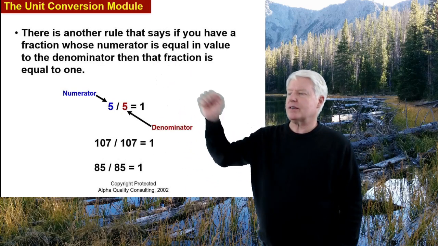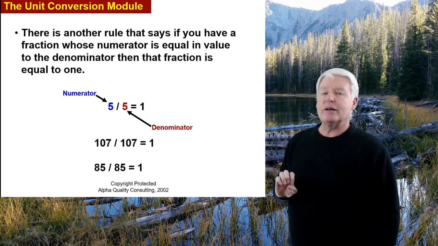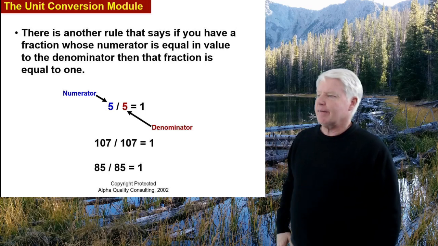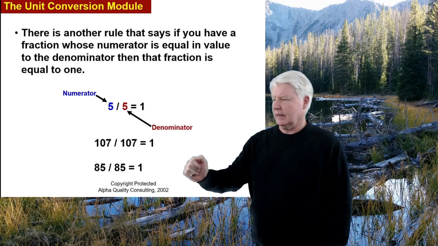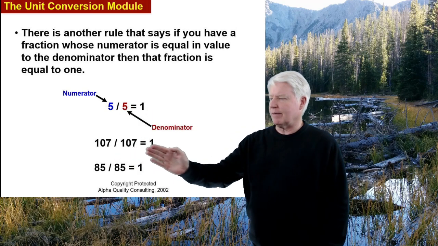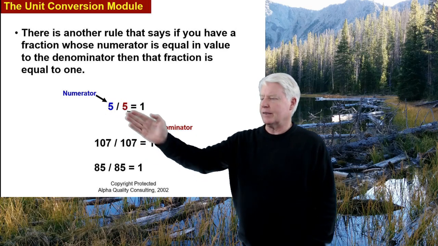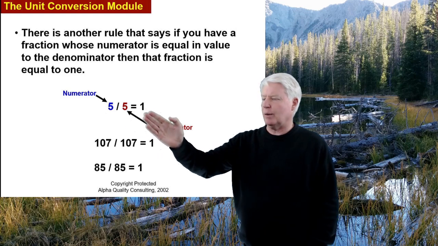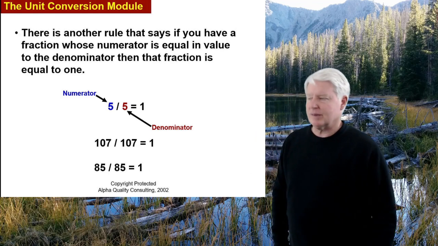There's another rule that says if you have a fraction whose numerator is equal in value to the denominator, then the fraction is equal to 1. So 5 over 5 equals 1. 107 over 107 is 1. By the way, the numerator is the upper number, denominator is the bottom number. When the numerator and denominator equal each other, they'll always be equal to 1. And there you have a few examples right there.